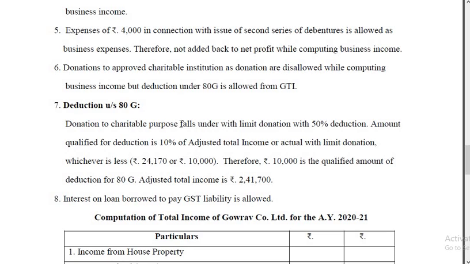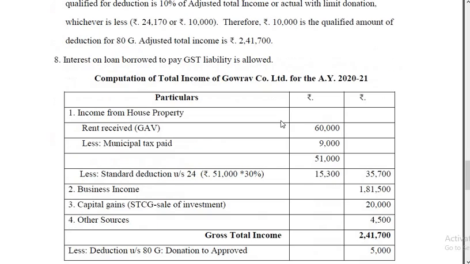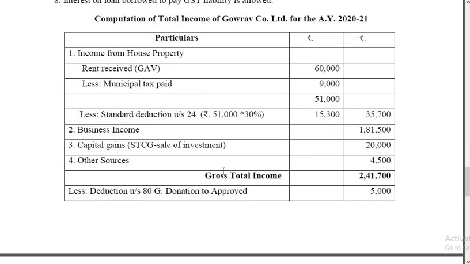Donation to charitable purpose falls under with limit donations with 50% deduction. The amount qualified for deduction is 10% of adjusted total income or actual with limit donation, whichever is less. In this case, it is 24,170 or it is 10,000. So 10,000 is the least one. Therefore, 10,000 is the qualified amount of deduction under 80G. Adjusted total income is 2,41,700.